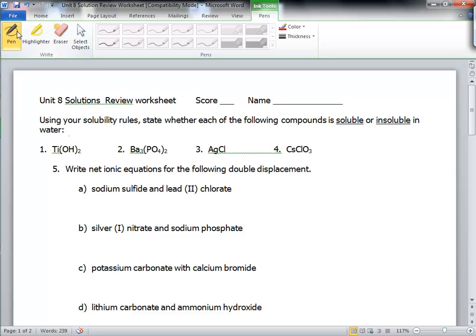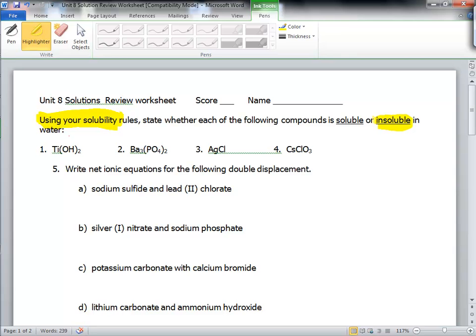Unit 8 solutions. It is time for a review sheet so that you can do well on a test. Here we are looking at questions 1 through 4. Can you use those solubility rules that we've been talking about and using in this unit to decide if these things are going to be soluble or insoluble?